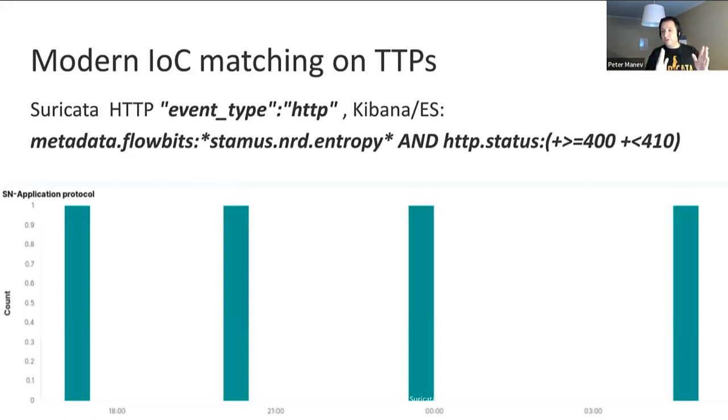And show me all the flows that the HTTP protocol logs that have been marked with high entropy newly registered domains and that have a status of 400 or between 400 and 410, sometimes it's 404. So this was actually an infected machine that you can see clearly the ping in there, ping, ping, ping, ping, that was actually talking back to its command and control server. It was a 404, but the message of the 404 status code looked quite legit, no problem.